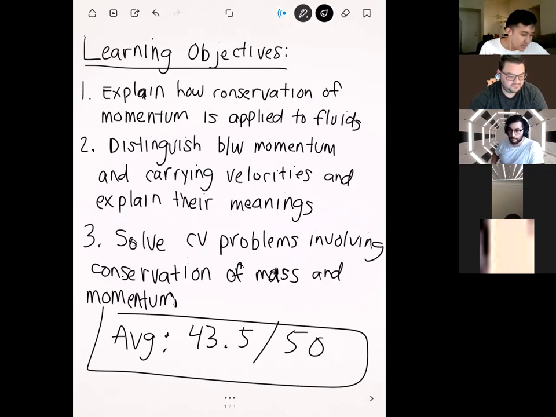Okay. So that's everything about the exam. So the plan for today, moving forward, is we're going to continue on with our lecture notes for control volume. So on Monday we did conservation of mass, and so today we're going to do conservation of linear momentum. It's kind of the sequel for this.